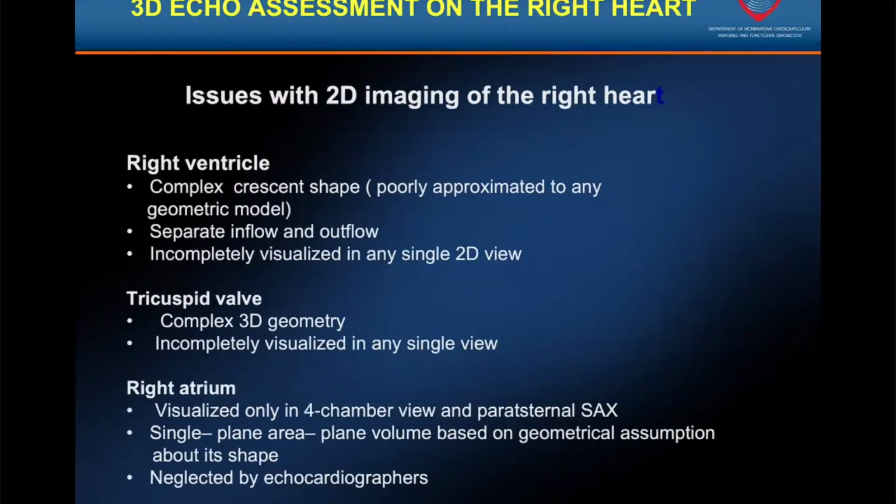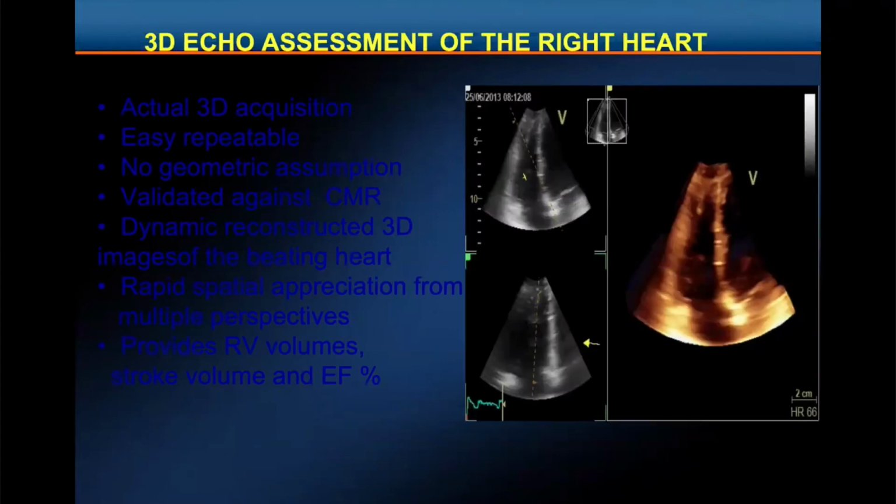So, for imaging of the right heart with 3D, we could have the entire right ventricle, with its complex crescent shape, separate inflow and outflow tracts, completely visualized, which is not possible from any single two-dimensional view. We could find here the tricuspid valve and right atrium. The assessment of the heart starts from the actual 3D acquisition, which is easily repeatable. There is no geometric assumption. The data was validated against CMR.